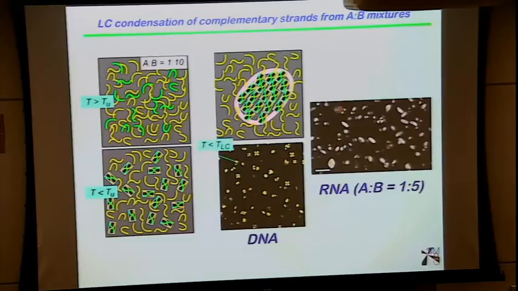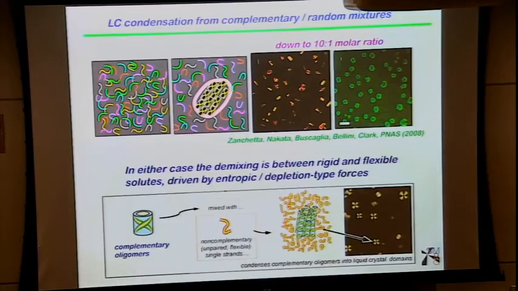You have these little domains that light up between crossed polarizer and analyzer, which are like little beacons of complementarity. And the same thing works with RNA. So then you can make mixtures of many different things, some of which are complementary, and then the same thing will happen.